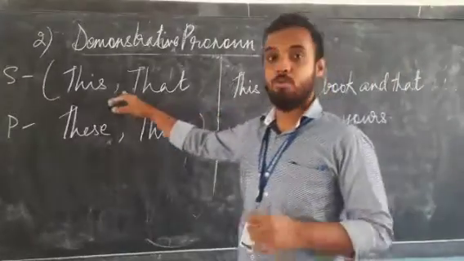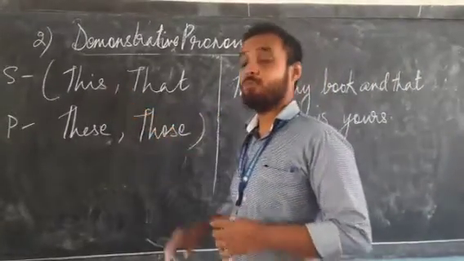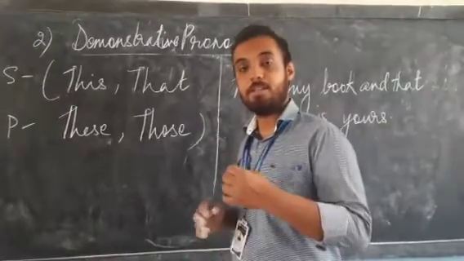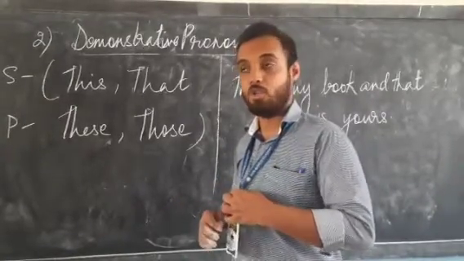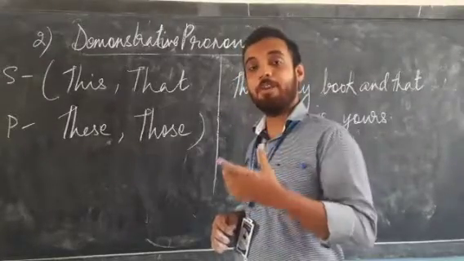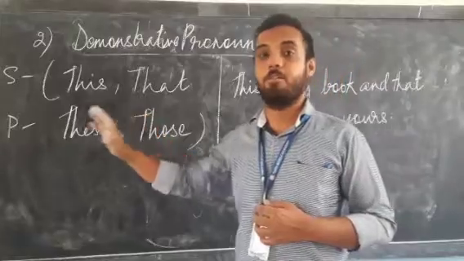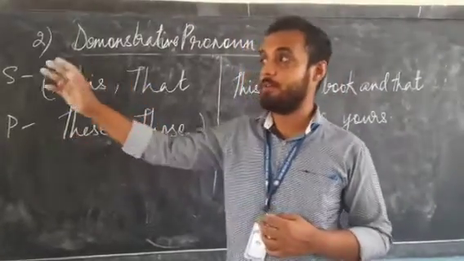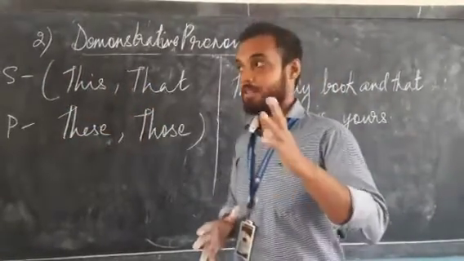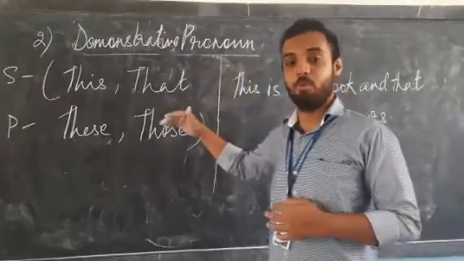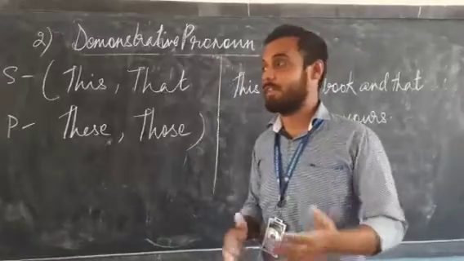One more point to understand. This we use when the object is close to us. This is my shirt. The object is close to me. And when do we use that? That is used when the object is far from me. Okay? That is my shirt. That is the thing that we have to understand: the singular form, the plural form, and what is the difference between this and that.